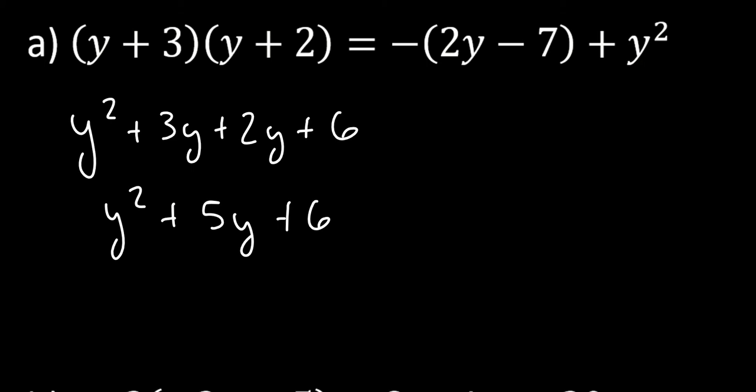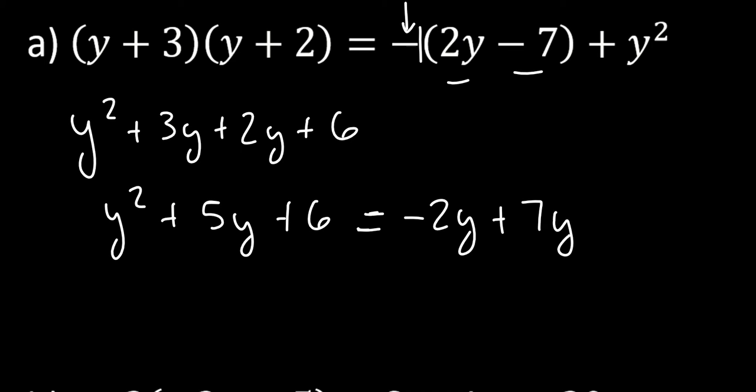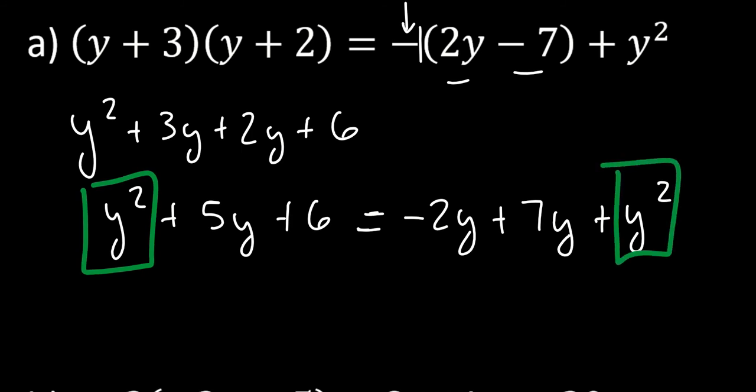And then on the right hand side, I'm going to distribute this negative symbol across this product. So the opposite of something is the same thing as -1 times that thing. So I'm just going to multiply each of these by -1. So over on the right hand side, this is going to become a -2y, a plus 7y, and then plus a y squared. And we can see right now that on both sides, both of these have a y squared that I may subtract from both sides of the equation.